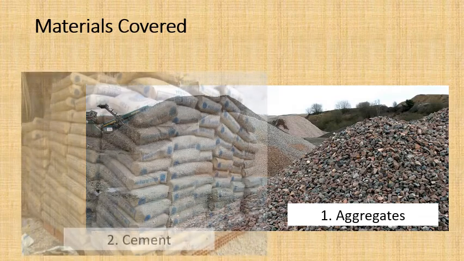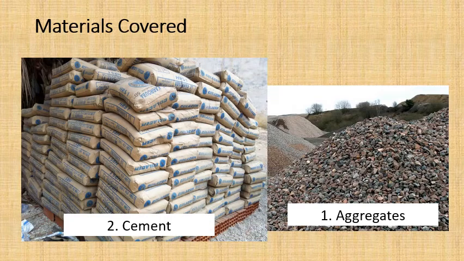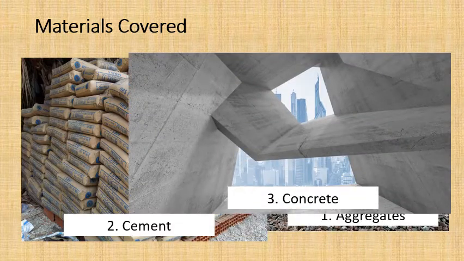That's aggregate. We're then going to talk about cement. Now, cement is just a word meaning glue. From Latin, cementia, it means glue. It basically can be used to stick things together. So concrete is basically aggregate that has been glued together with cement. So with cement and with aggregate, we would then go into concrete.